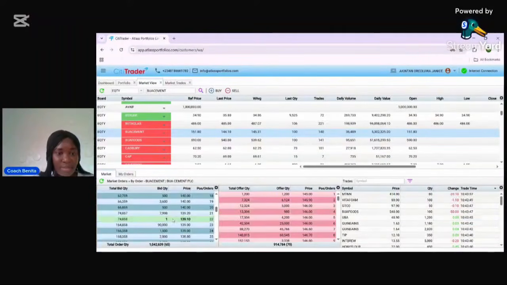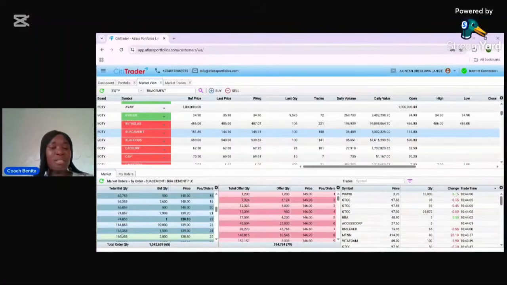So this is me in the market. Can you see now that when I placed that order at 139 naira, I came above this person that is 90,000 units. So all I just need to do is, if I'm not in a hurry to get Boa cement, I will just wait, leave this in the market till 2:20 when the market will close.